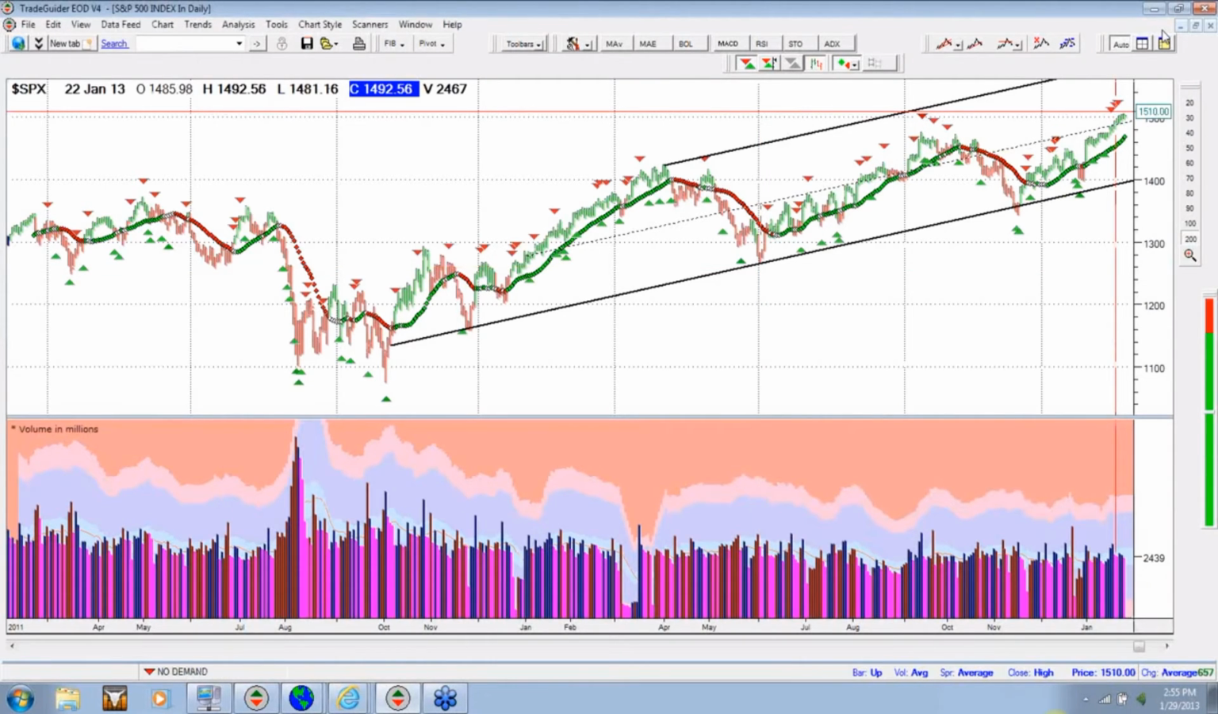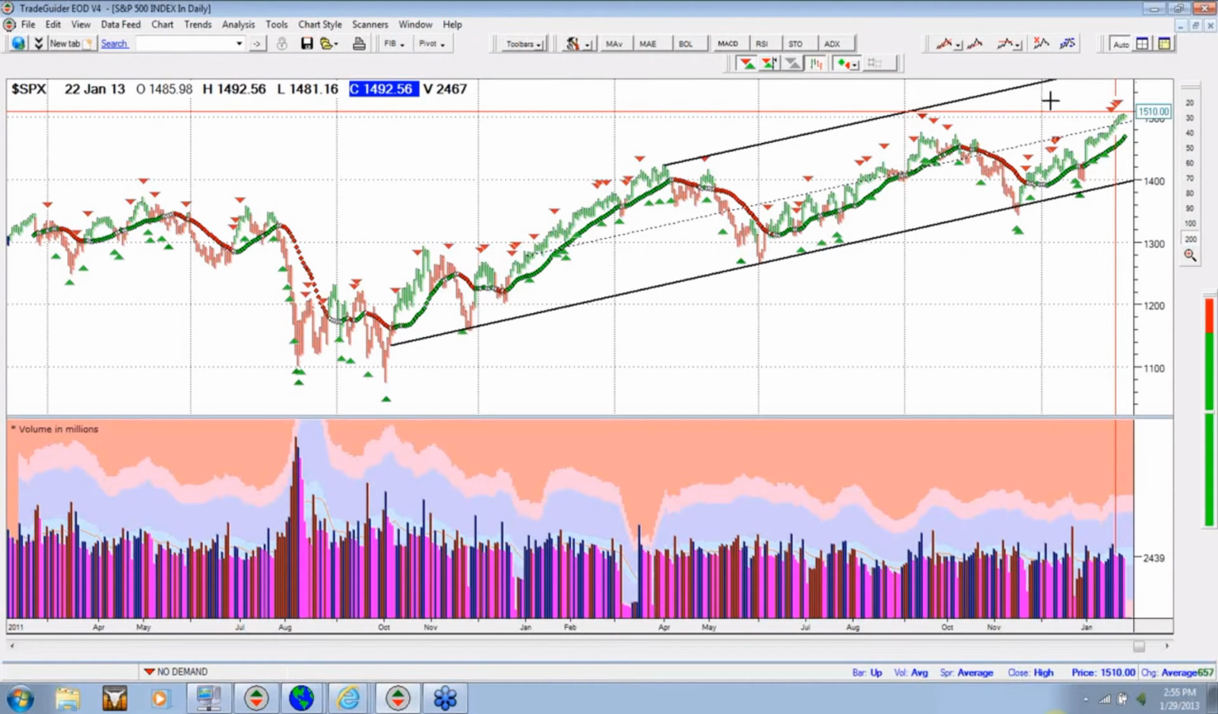Wall Street money never sleeps, says Pedro. That's very good. My next projection is 1558 on the S&P, but expect a shakeout first, so be cautious. I think there will be a shakeout.